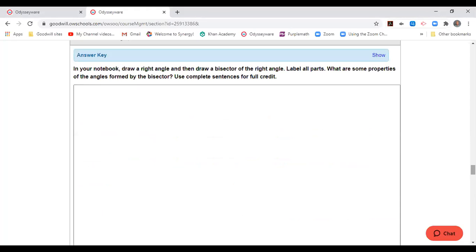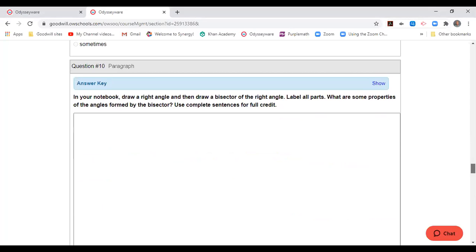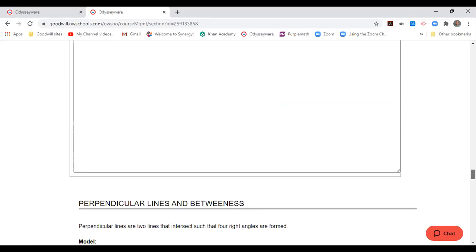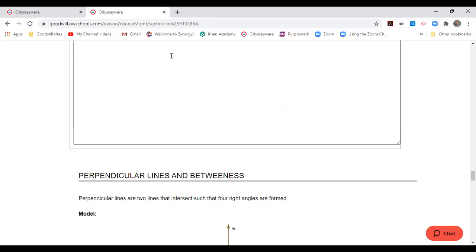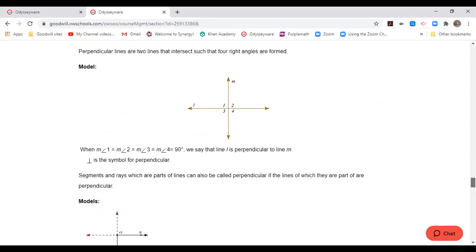Now, when you get down to this part of this lesson, it says in your notebook, draw a right angle and then draw a bisector of the right angle, label all the parts. What are some properties of the angles formed by the bisector? This is a good example of where you might not be able to put it in the answer box. You might just have to take a picture of it and send it to me.